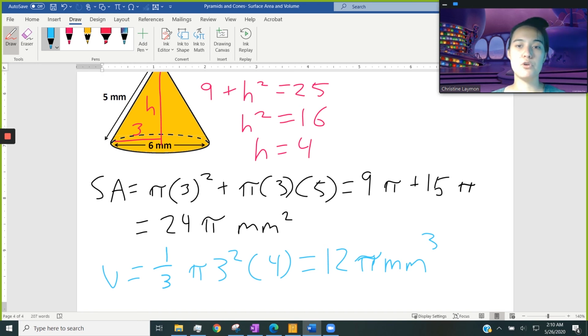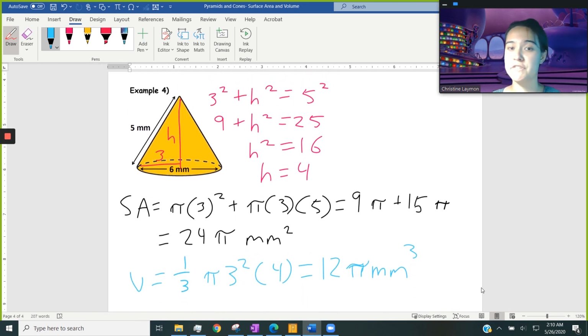Okay. So overall, we've been talking about cones, surface area, and volume. You're using the Pythagorean theorem to find missing parts if you're missing something. Then go ahead and put it in your formulas, and you are done.